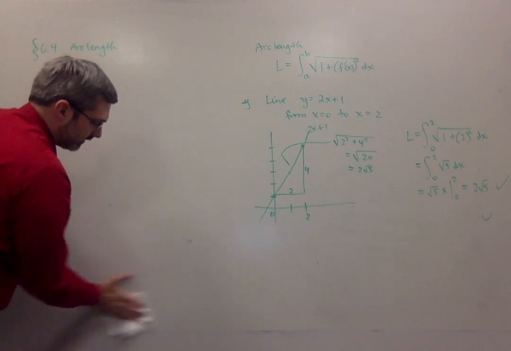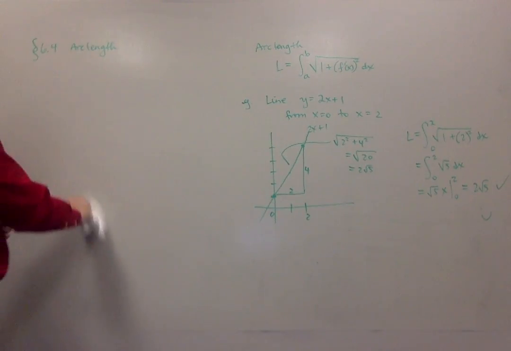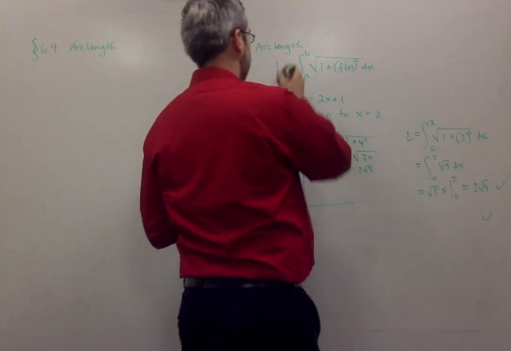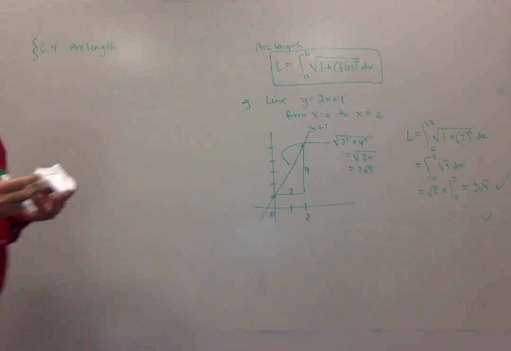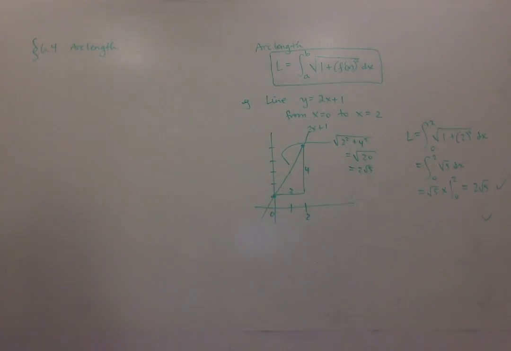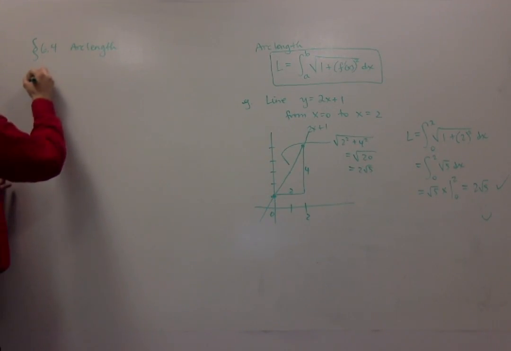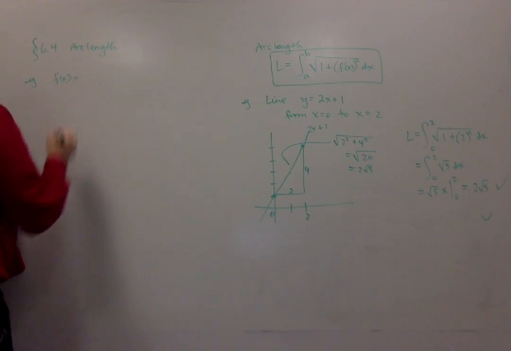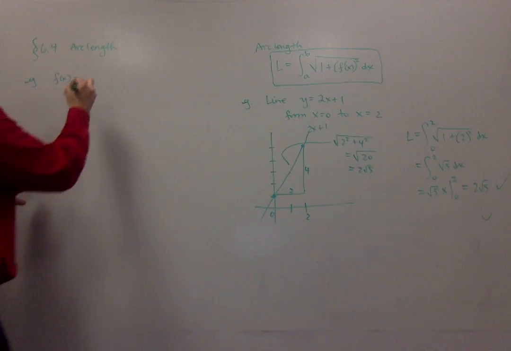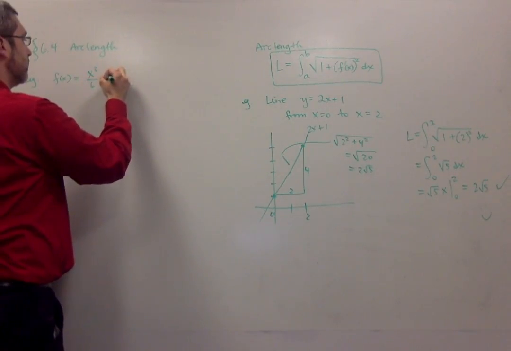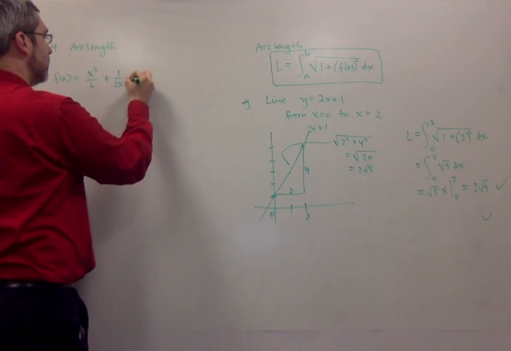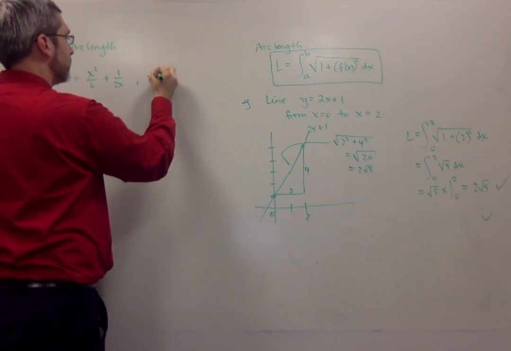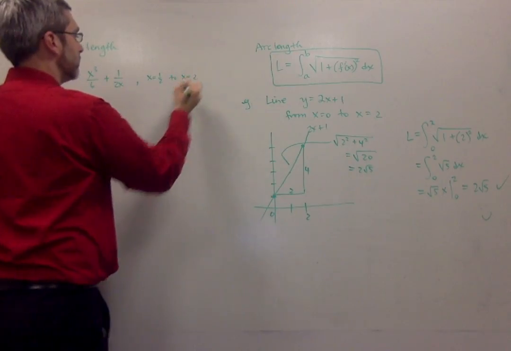Now, one thing, in order to make this not a really terrible experience, many times the functions you have to pick to do exercises look very contrived, but they end up working out really nicely. Let me give you an example of what I mean by that. Okay, let's take the function x cubed over 6 plus 1 over 2x, and let's go from x equals 1/2 to x equals 2.